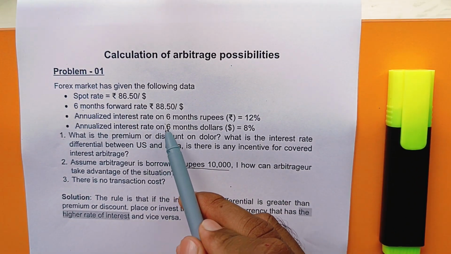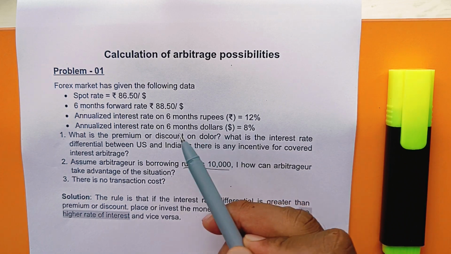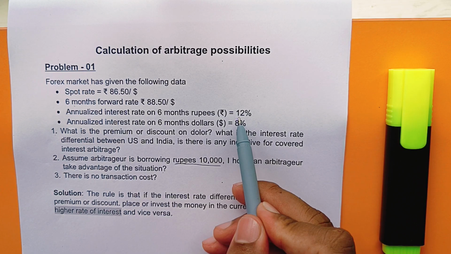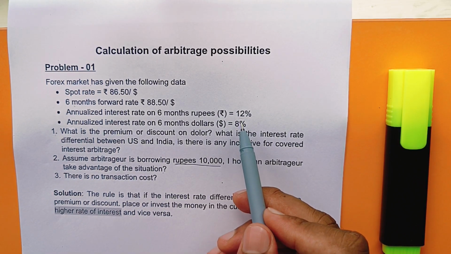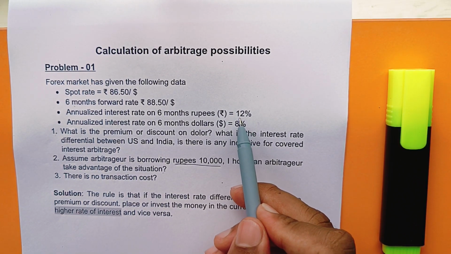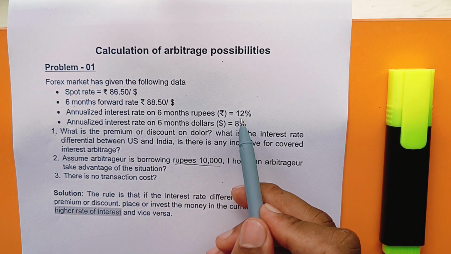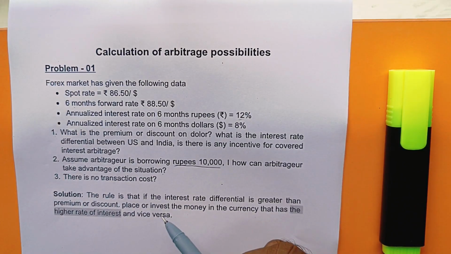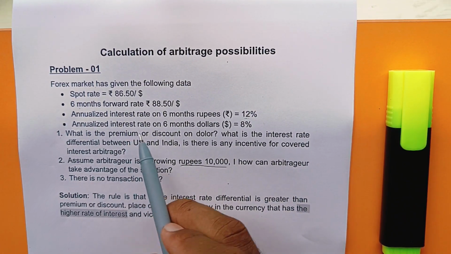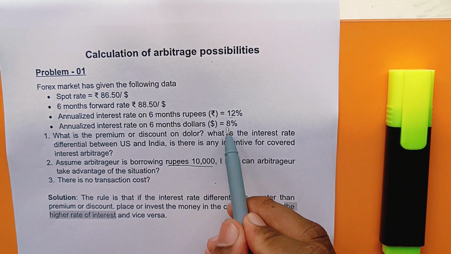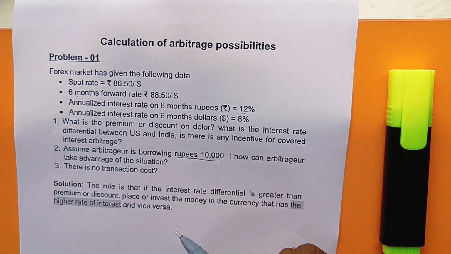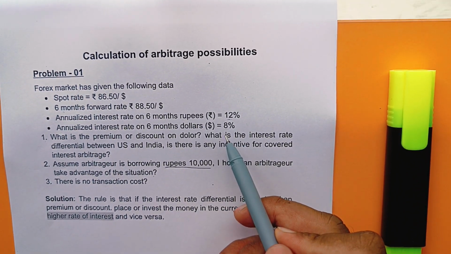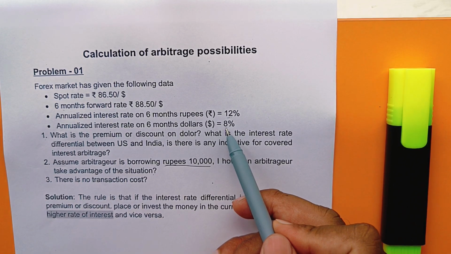Then the annualized interest rate on 6 months rupees, that is for India, is 12%. If you are borrowing or investing rupees, you will pay or receive a 12% interest rate. The annualized interest rate on 6 months dollars: if you are investing or borrowing dollars, there is an 8% interest rate. This is clear: if India, 12%; if America or dollar, 8%.